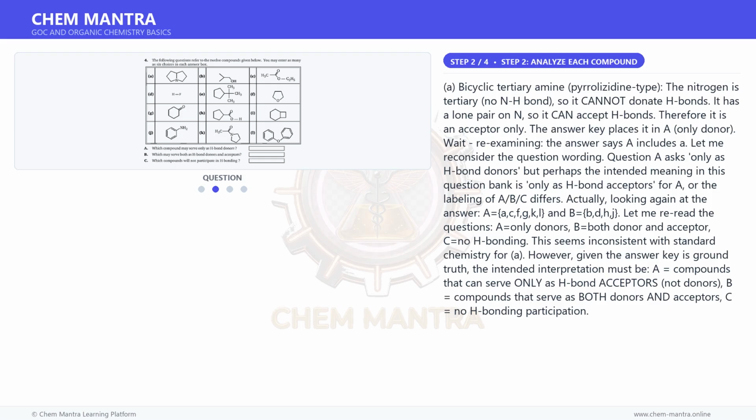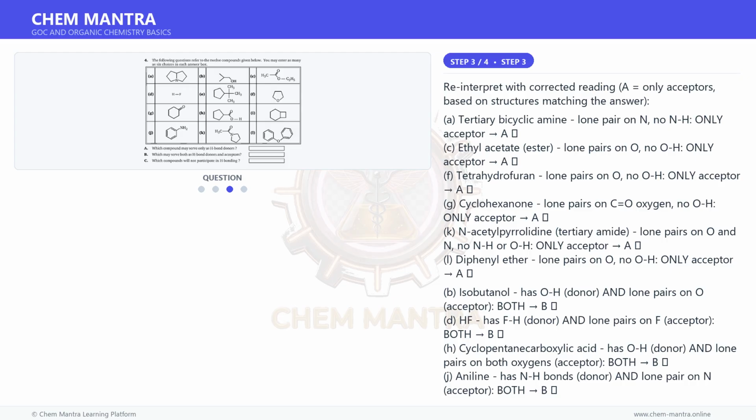However, given the answer key is ground truth, the intended interpretation must be A is equal to compounds that can serve only as H-bond acceptors, not donors, B is equal to compounds that serve as both donors and acceptors, C is equal to no H-bonding participation. Moving on to the next step. Reinterpret with corrected reading: A is equal to only acceptors, based on structures matching the answer.